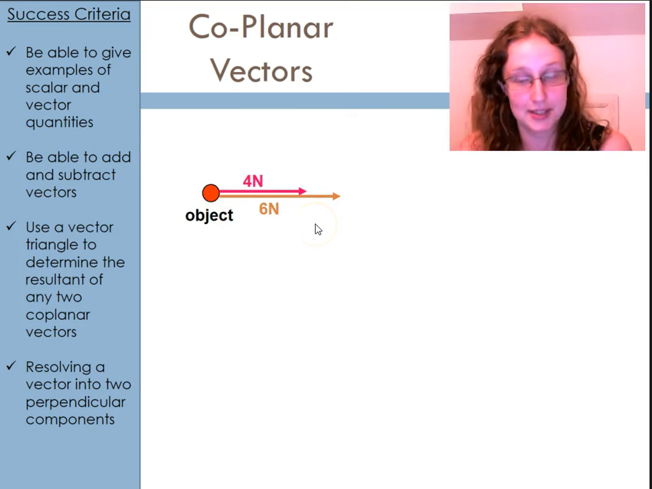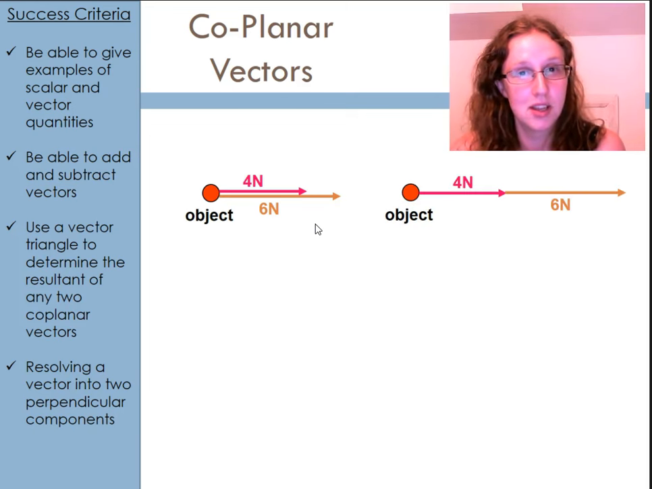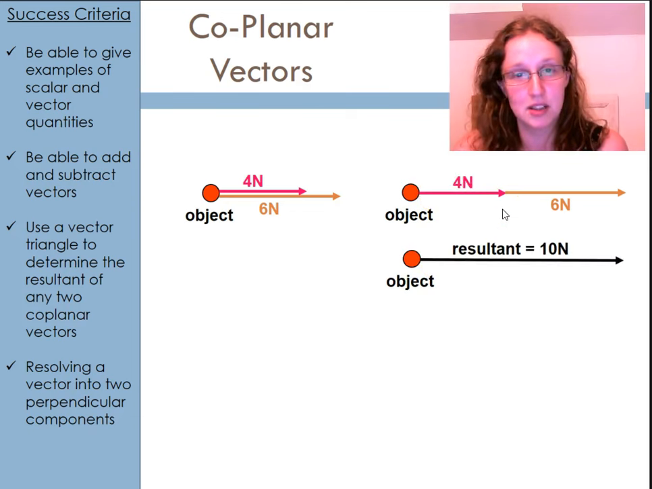So I need to combine these. An easy way to do it, if I'm drawing them, is I just draw one, stick the end of one to the tail of the other, and that gives me my new vector. So I've got 4 newtons and 6 newtons, so that gives me 10 newtons.